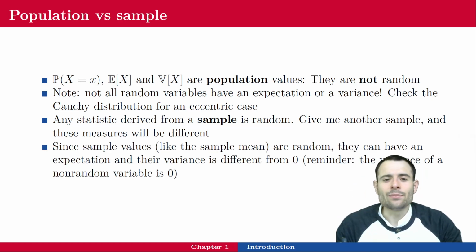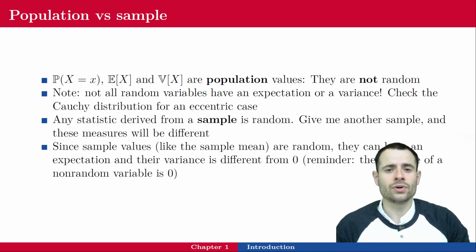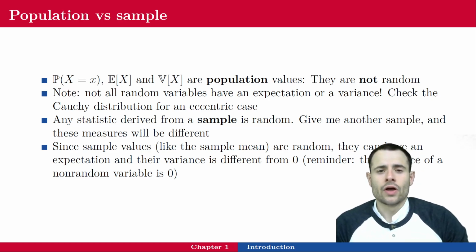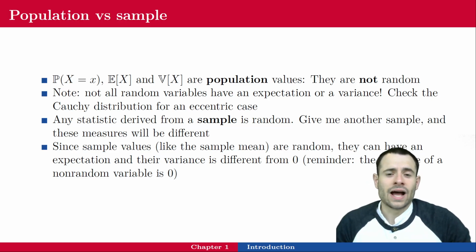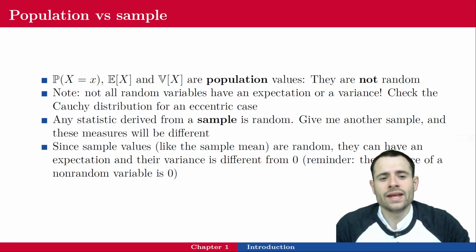Since sample values like the sample mean, the average age, are random, it means they can also have an expectation and a variance. The variance will then be different from 0. Remember that if a variable has a variance of 0, then it is not a random variable.